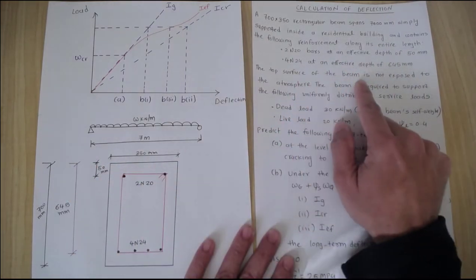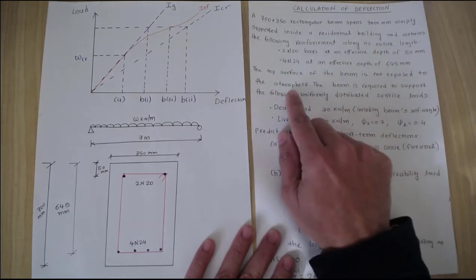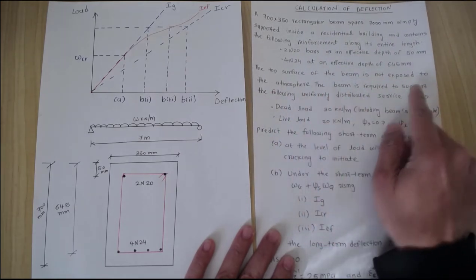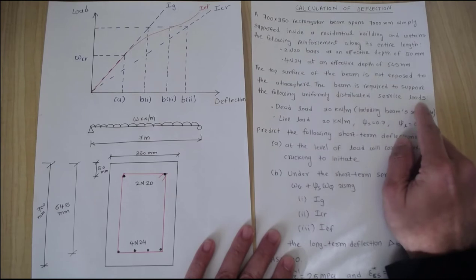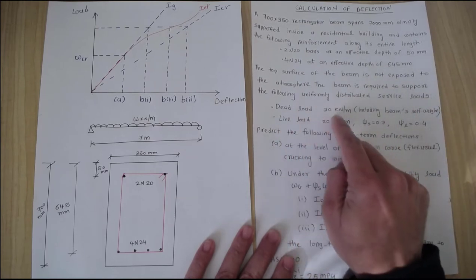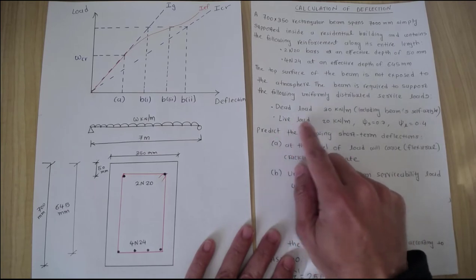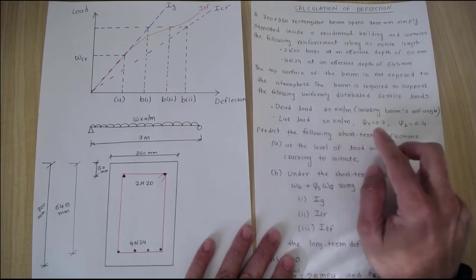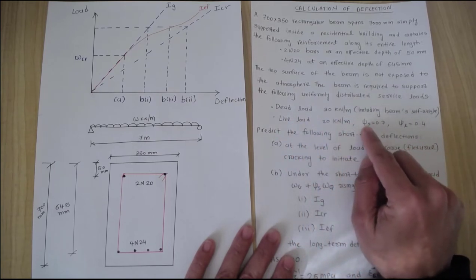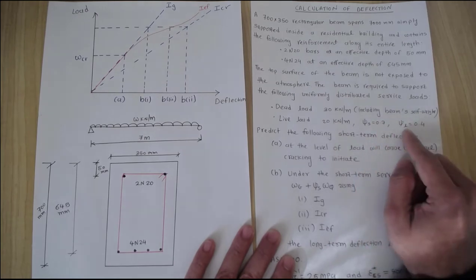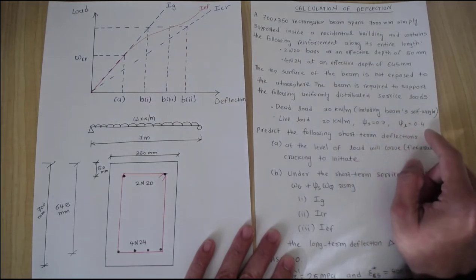The top surface of the beam is not exposed to the atmosphere. The beam is required to support the following uniformly distributed surface load. It has a dead load of 30 kilonewtons per meter, which includes the beam self weight, and a live load equal to 20 kilonewtons per meter. It has a short term factor psi s equal to 0.7, and a long term factor psi l equal to 0.4.